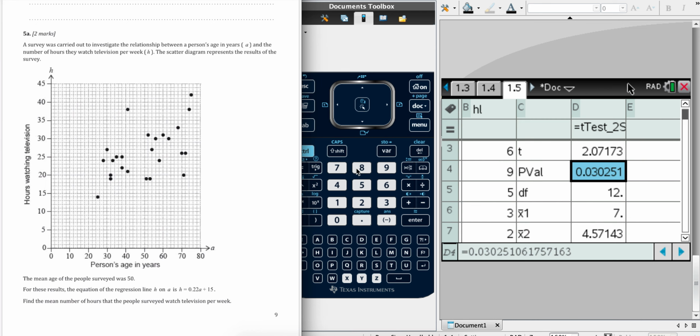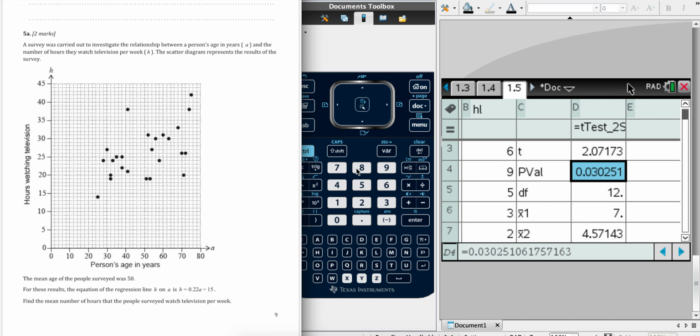Okay, so question 5 is on a scatter graph or correlation. We're given the scatter graph with the data. The first one, we're told the regression line, so H is equal to 0.22 lots of A plus 15. And we're told that the mean age of someone was 50, and we're trying to find the mean number of hours. Okay, so we're finding the H value. We've been given the A value.